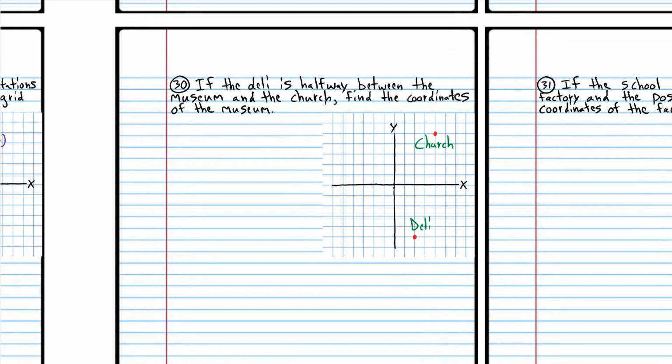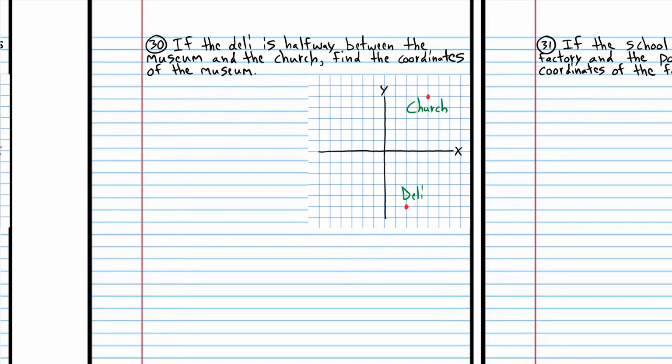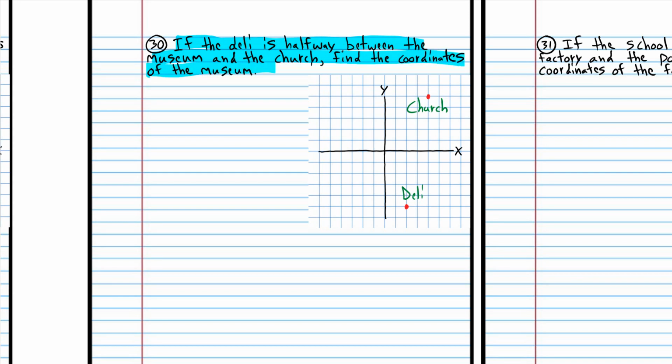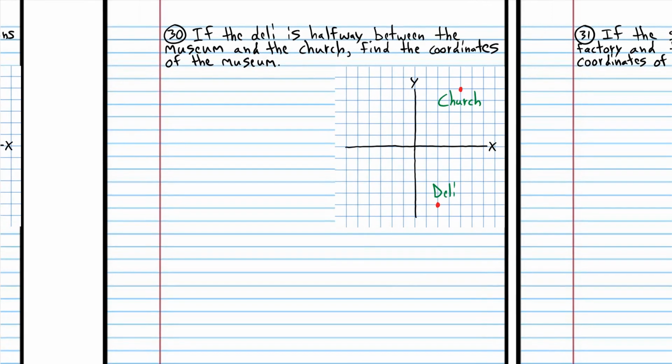And this is pretty much the same thing, but now we're just using coordinates. So it says, if the deli is halfway between the museum and the church, find the coordinates of the museum. So we have the church and the deli on the graph here. The deli is halfway between the church and the museum. So that means the museum is going to be down here somewhere. But again, we're just going to use that formula. We're going to break it up into 2 parts.